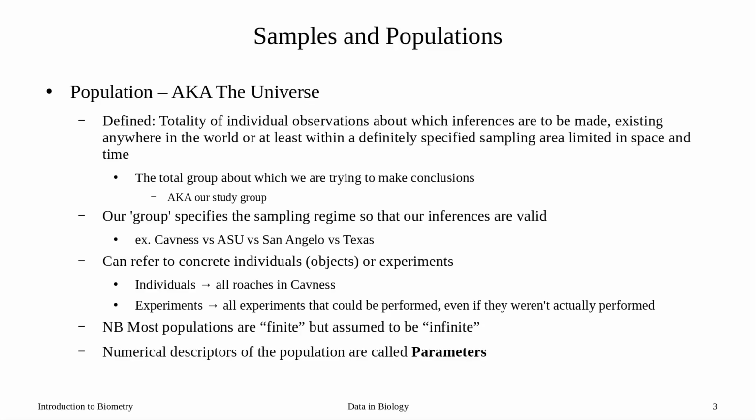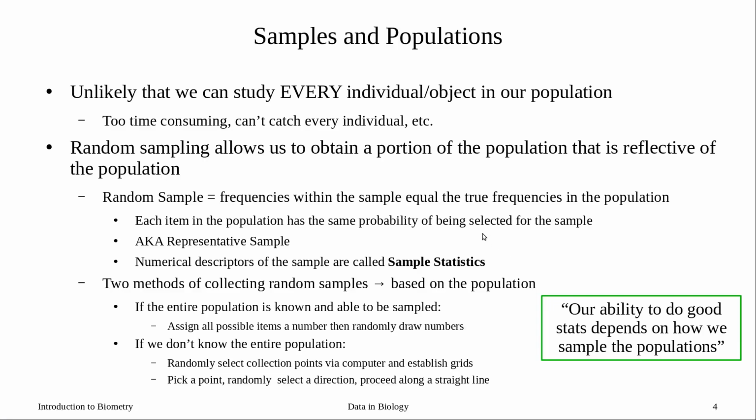Also note that most populations are finite, so there are clearly defined boundaries, but when working with probability, we assume that those populations are infinite. For the population, when we describe some of our statistical terms, such as means and medians and variances, those descriptors are called parameters. So, population parameters.